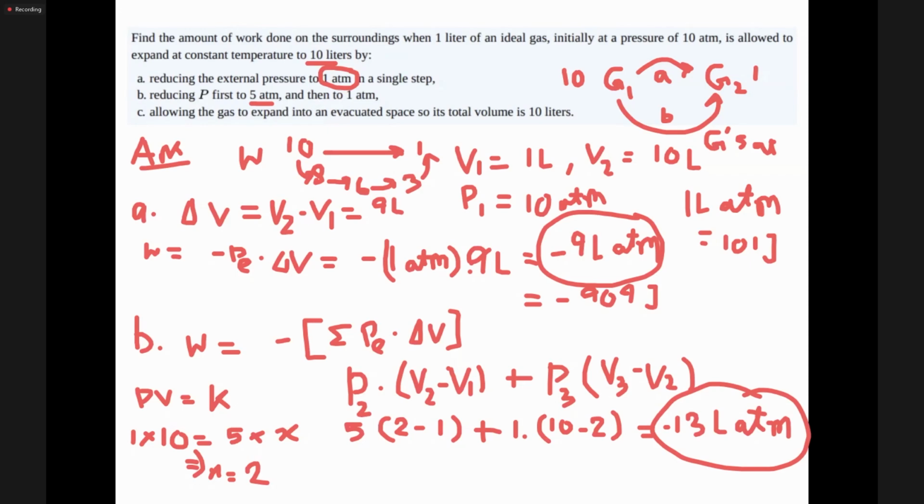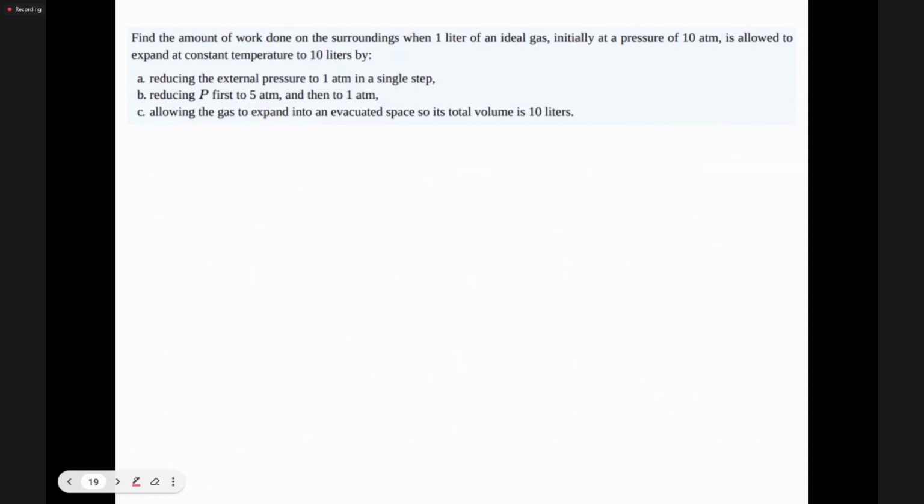So in case of path A, we have calculated it as minus 9 liter atmosphere. In case of path B, we have seen that it is minus 13 liter atmosphere. Now we will come to path C. So I will summarize over here. In case of path A, the amount of work done was 9 liter atmosphere. In case of path B, it is minus 13 liter atmosphere. Now we will calculate for path C.